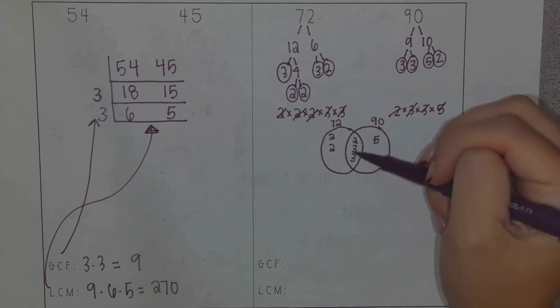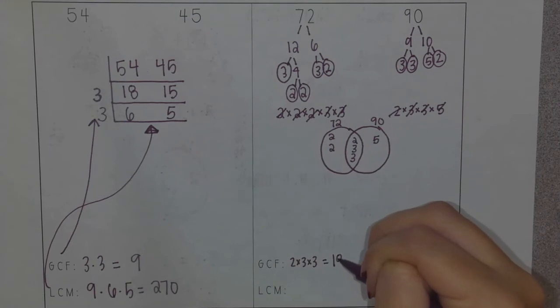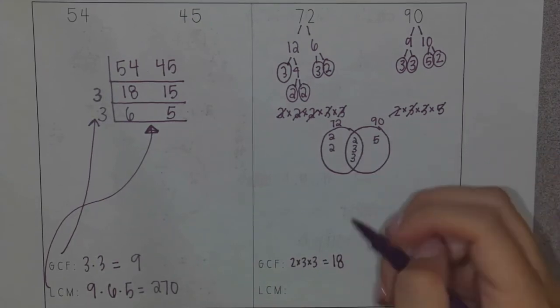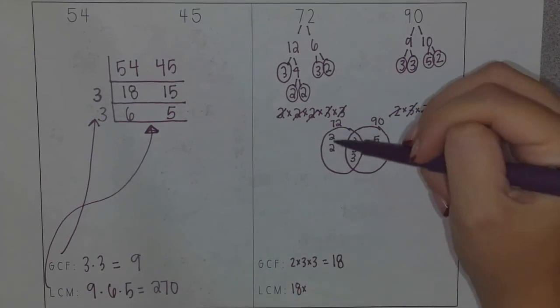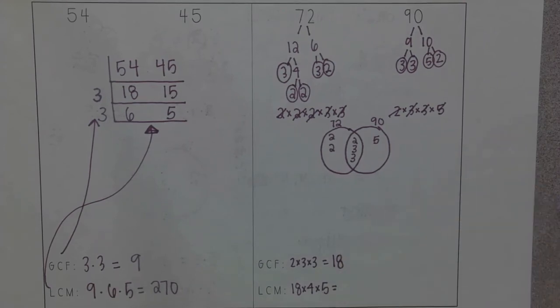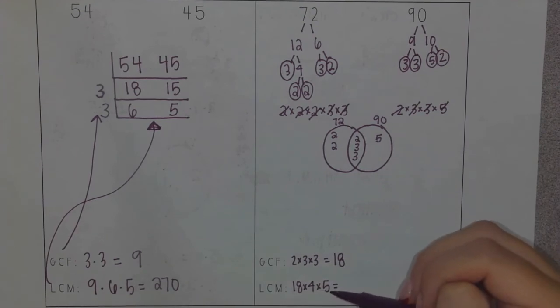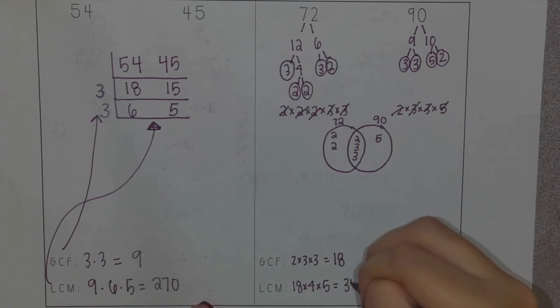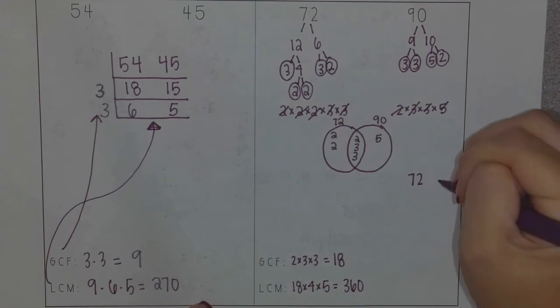So if I were going to do the GCF, I'm going to take everything right here in the middle. So that would be 2 times 3 times 3. So 2 times 3 gives me 6, times 3 gives me 18. The least common multiple, again, I'm going to take the GCF, so I'm going to start with 18. I'm going to multiply it by what's on the left side, so that would be 4. And I'm going to multiply it by what's on the right side, that would be 5. So again, I'm going to work a little bit backwards because the commutative property lets me. I know that 4 times 5 is going to give me 20, and 20 times 18 is going to give me 360.